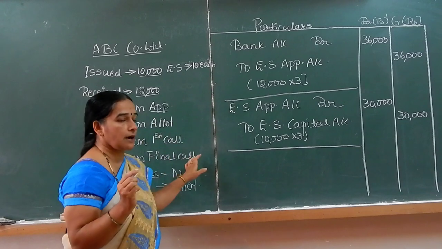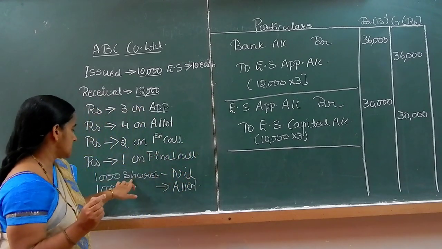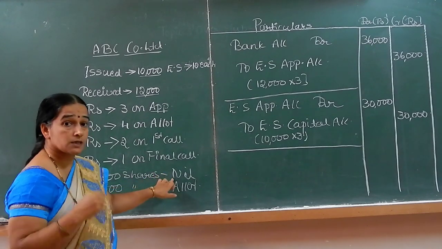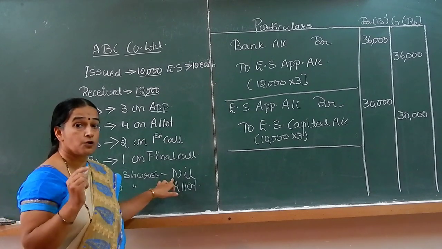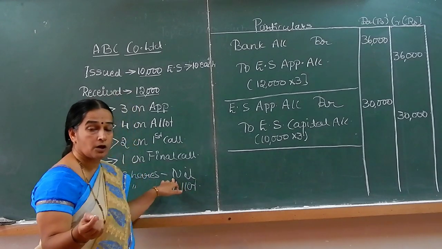So the next entry: now in the question it is mentioned that 1,000 shares' application money is returned to the applicants for whom no shares are allotted.